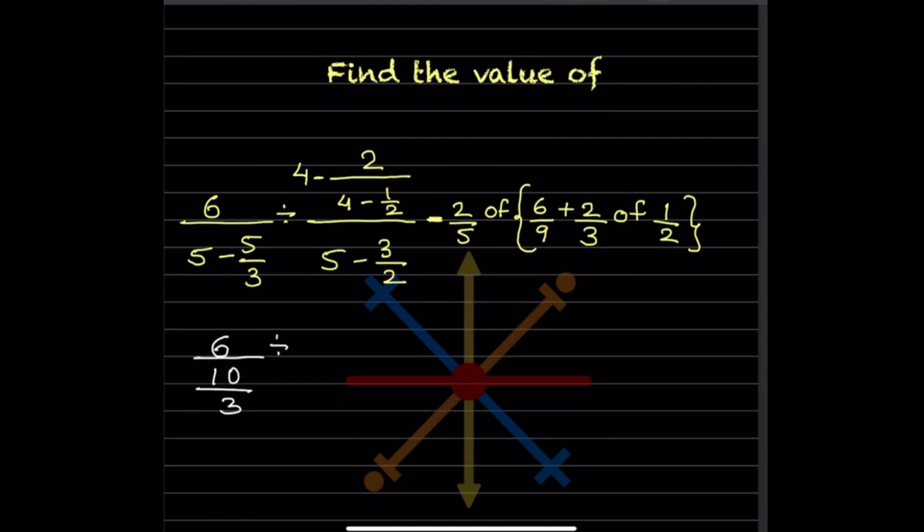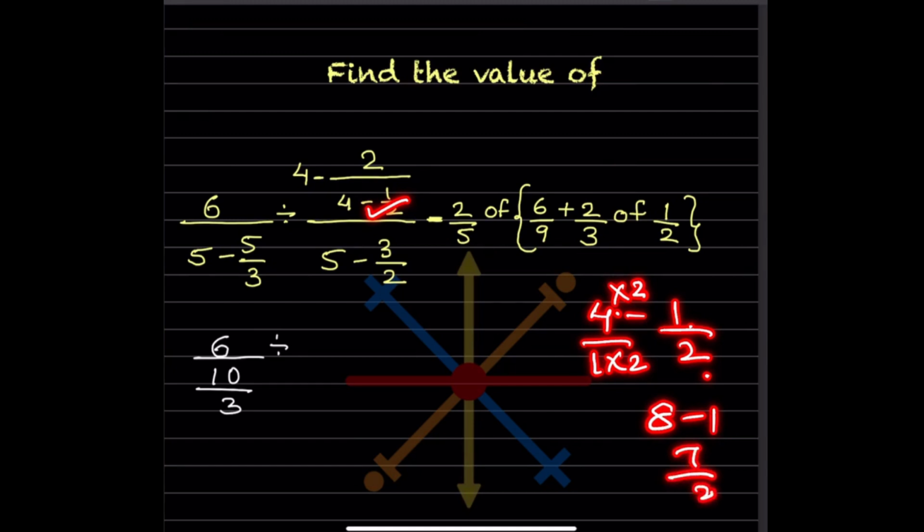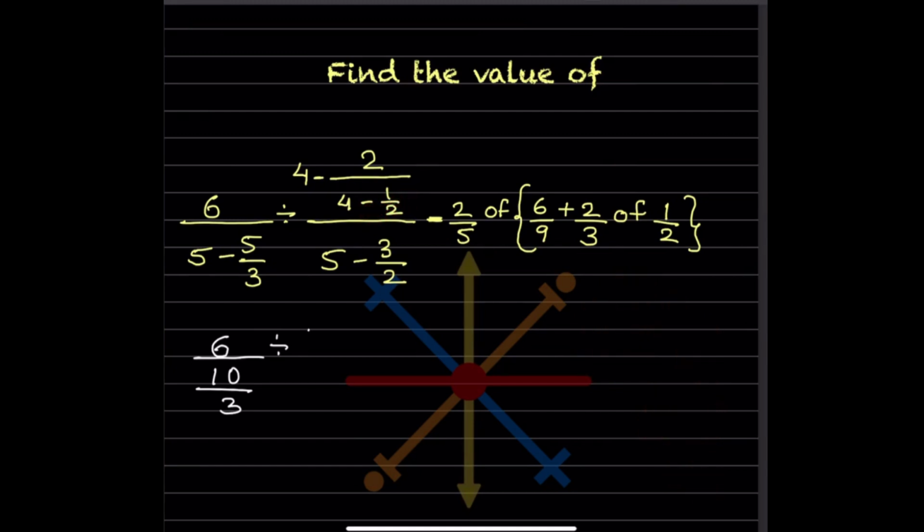So now let us solve this numerator first. So from this numerator, again from this one, you have to look at this part. So this and this is going to be the same. So what is that going to be? 4 minus 1 by 2. So again you will take the LCM of that part. So that is going to be 8 minus 1 by 2. That is going to be 7 by 2. So now let us write here 4 minus 2 by 7 by 2.